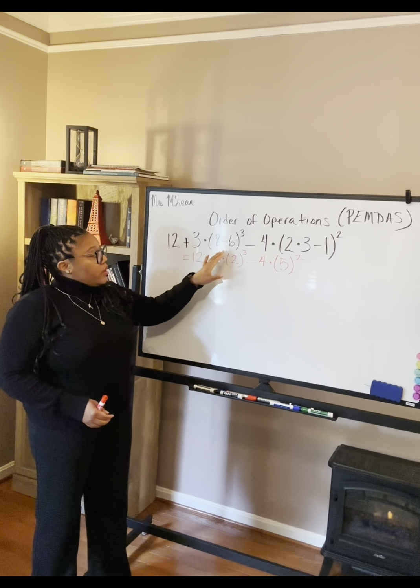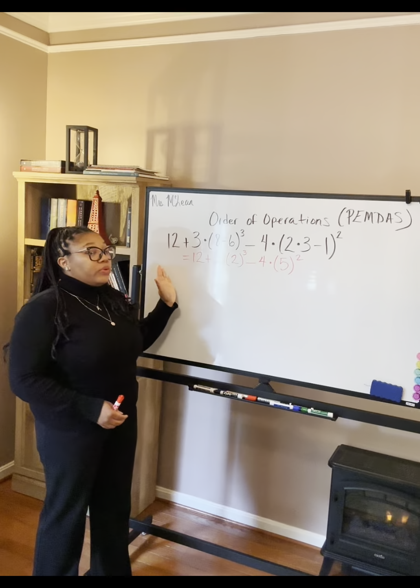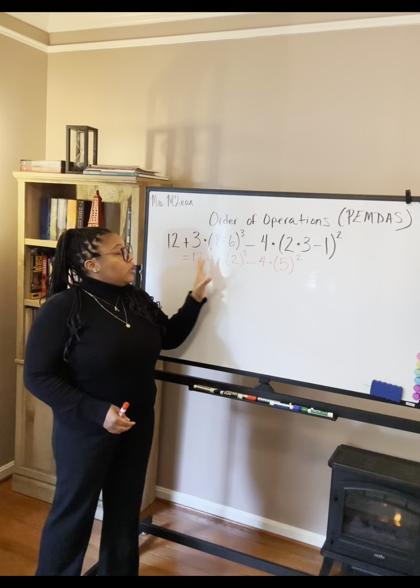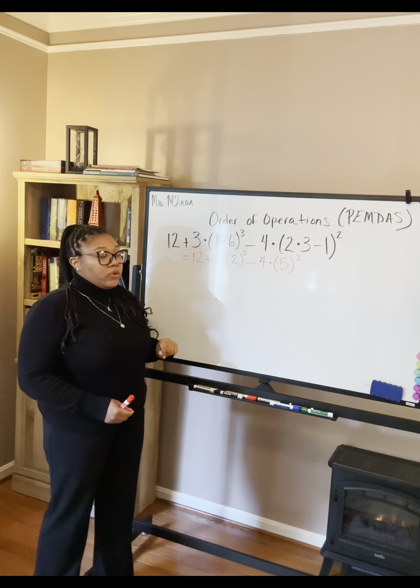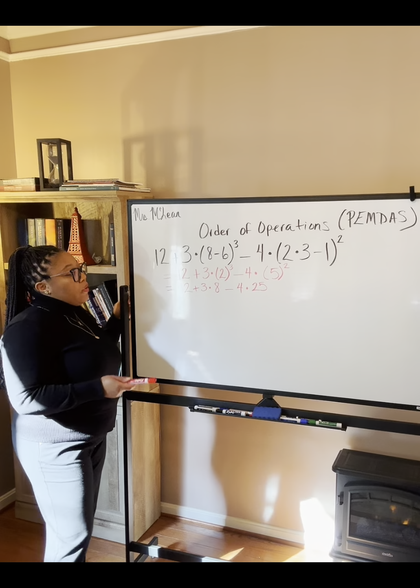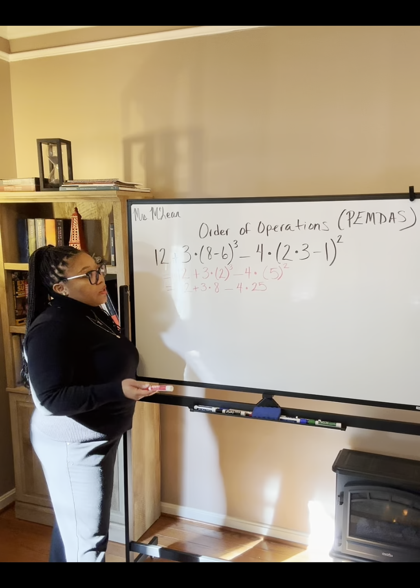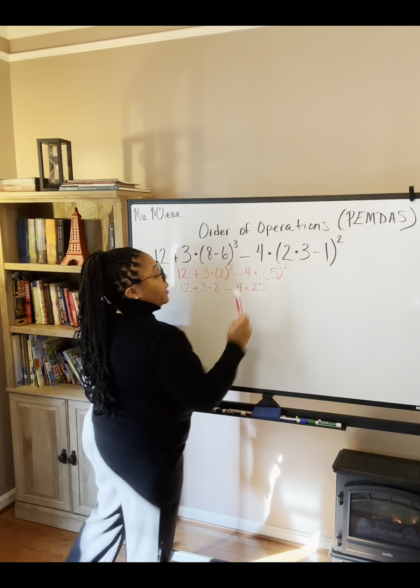So when we evaluate our parentheses, we put it down here and we still rewrite this entire problem again, so then we can go through each step accordingly. All right, so let's take a look at the next step after we've evaluated our parentheses, okay? So now we're gonna look at our exponents, E for exponents.